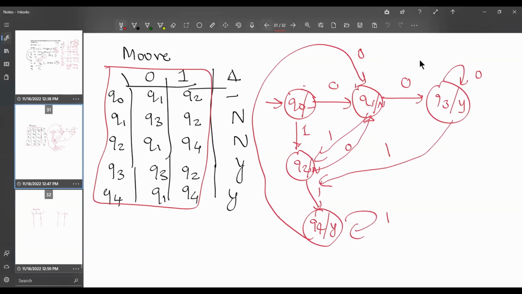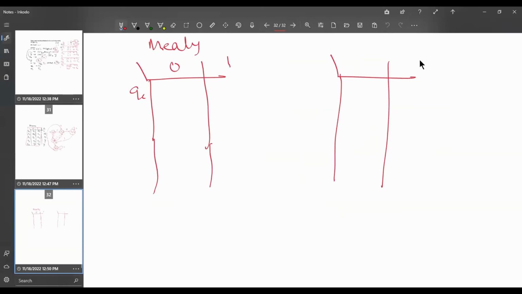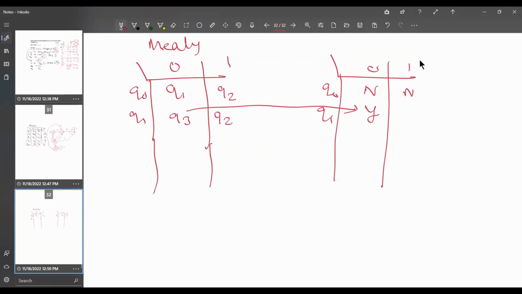So Q0 on 0 is going to Q1 and on 1 to Q2. And the outputs of Q1 and Q2 were no. Now Q1 on 0 is going to Q3, and on 1 is going to Q2. The output of Q3 was yes, so we have to write that here. And the output of Q2 is no, we have to write that here. Now we have Q2 on 0 going to Q1, and on 1 going to Q4. Here the output of Q4 was yes, so we write that here, and for Q1 the output was no.